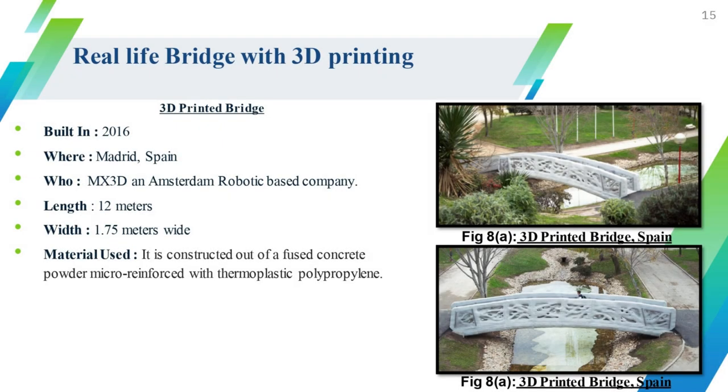This bridge was made by 3D printing technology in 2016 at Madrid, Spain, by the MX3D Amsterdam robotics based company. The length of this bridge is 12 meters and the width is 1.75 meters. The material used to construct this: fused concrete powder, micro reinforced with thermoplastic polypropylene. Let's move to the next slide.